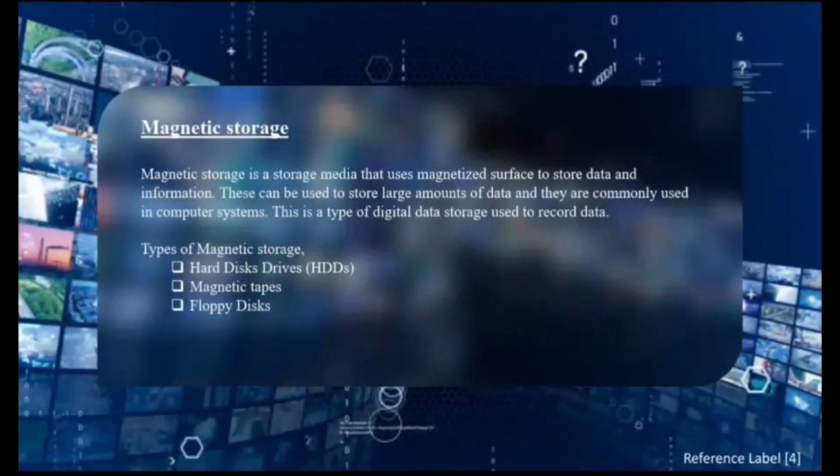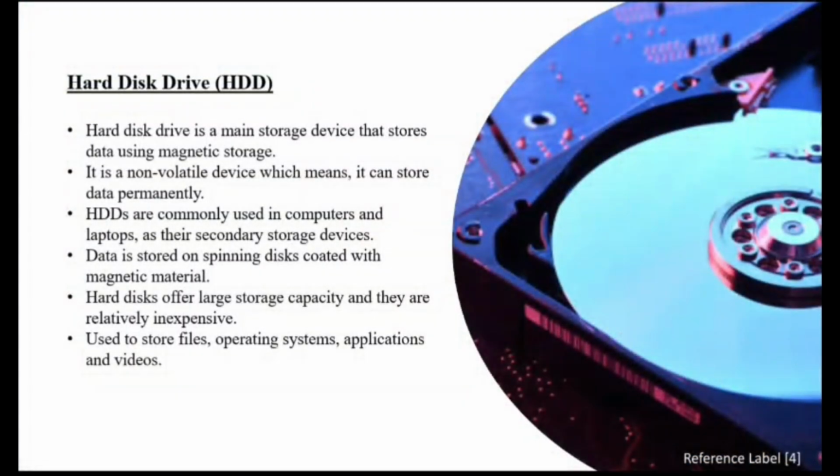Magnetic storage. Magnetic storage is a type of storage that uses a magnetized surface to store data and information. It can store larger amounts of data and is commonly used in computer systems. Types of magnetic storage include hard disk drives, magnetic tapes, and floppy disks. Now that we know what magnetic storage is, let's look at the different types of magnetic storage devices.